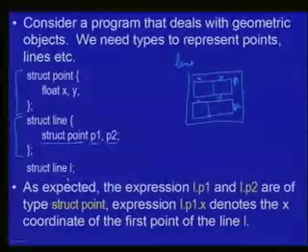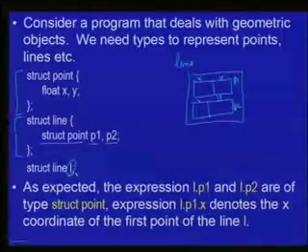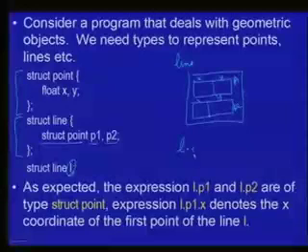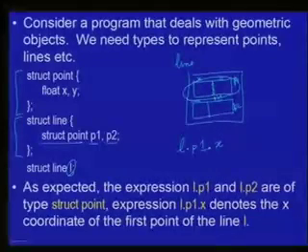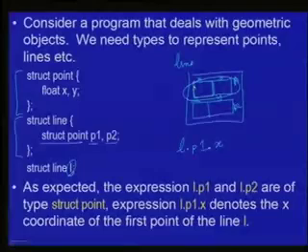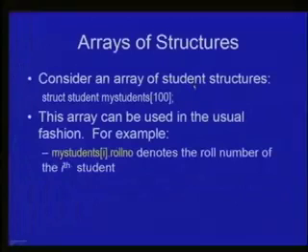So now if we have declared L as a variable of struct line, then L.P1 represents this entire structure, and therefore L.P1.x represents the x coordinate of this particular point P1 of the line L, and similarly L.P2.y will represent the y coordinate of the second endpoint of the line, and so on and so forth.